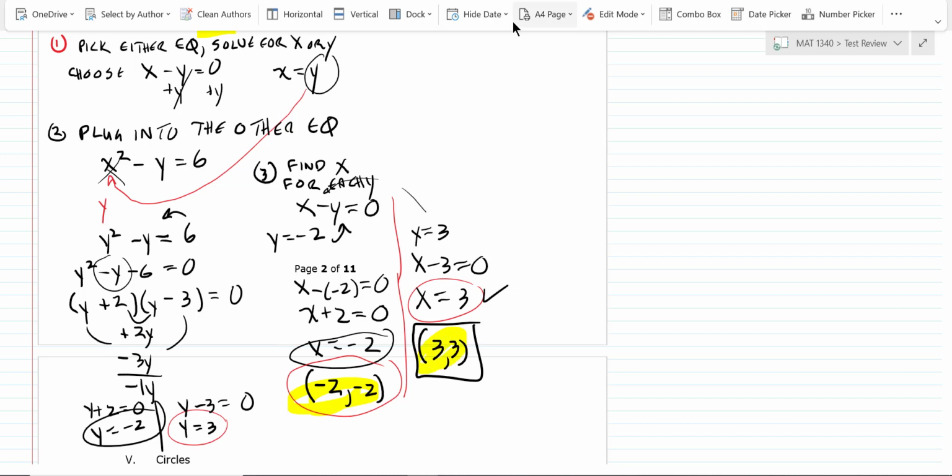Okay, there's a lot of work that goes on in that problem, but that's the strategy you go through: solve an equation for a variable, plug in, and you're typically going to get 2 answers. Not always, it just depends on the situation. That's a lot to follow, okay? Do we have questions?